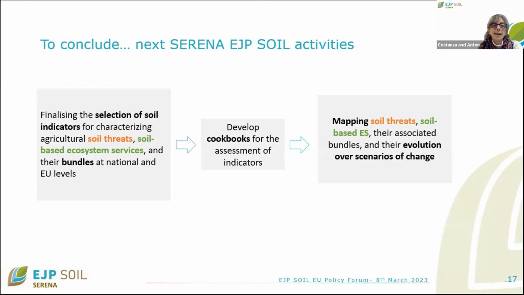So to conclude, these are the next SERENA EJP SOIL activities that are strictly linked to the meeting of today. We want to finalize the selection of soil indicators for characterizing agricultural soil threats, soil-based ecosystem services, and their bundles. So their connections, how do they move together at national and EU level? We are developing cookbooks for the assessment of the selected indicators, and we will map some examples of soil threats, soil ecosystem services, and their associated bundles, and we will model the evolution of a scenario of changes.